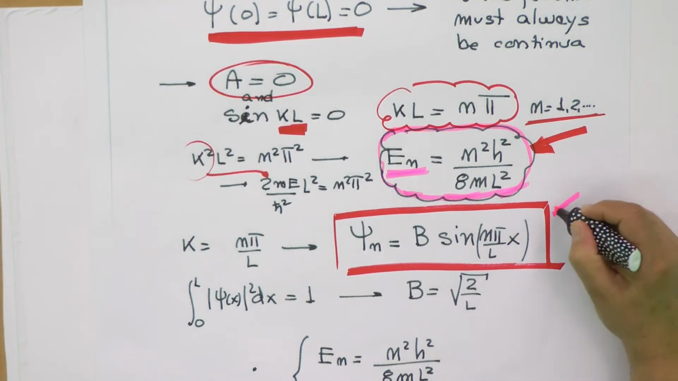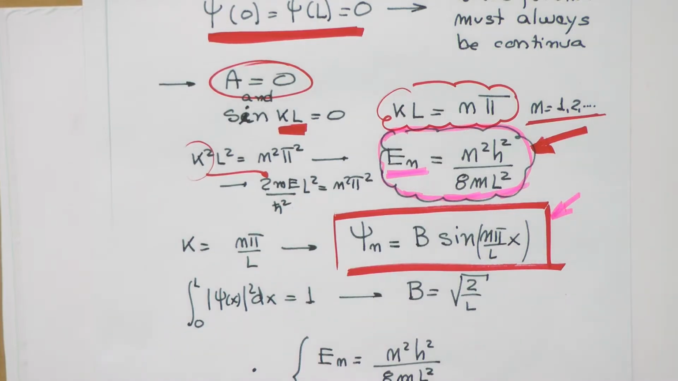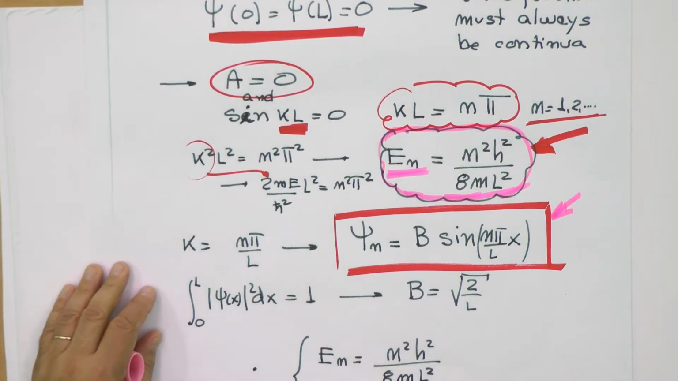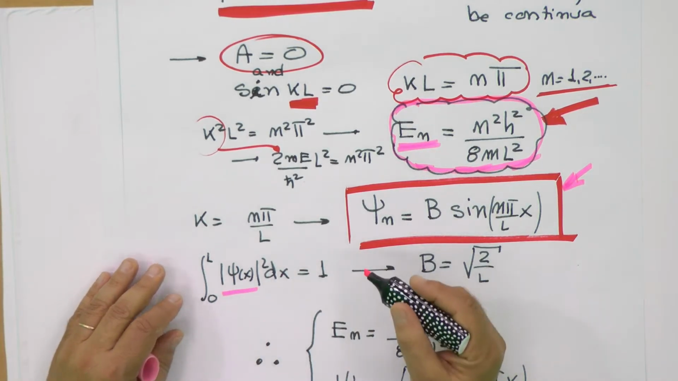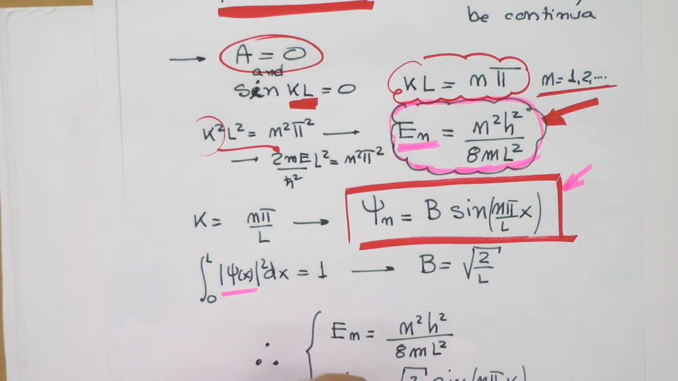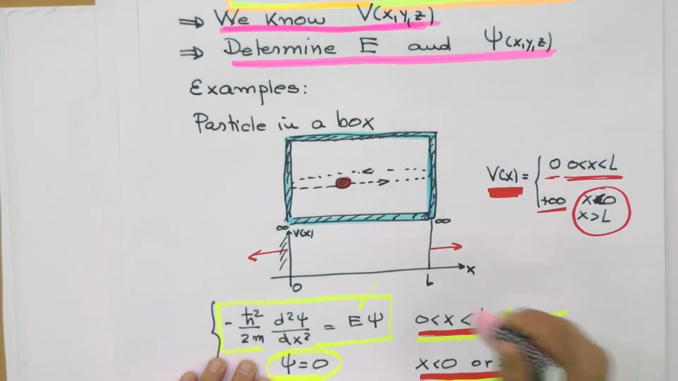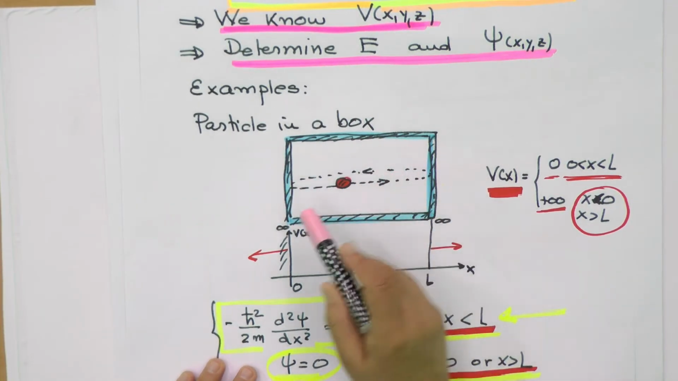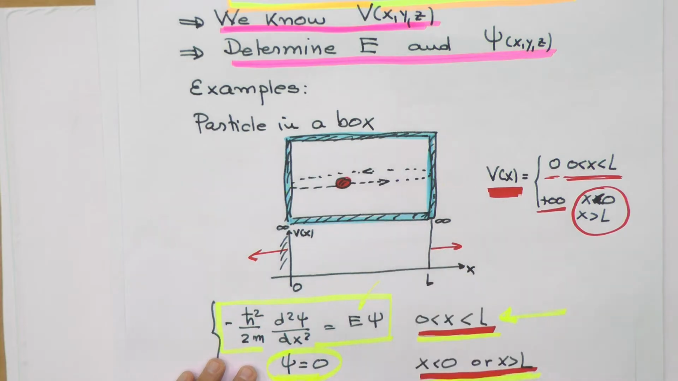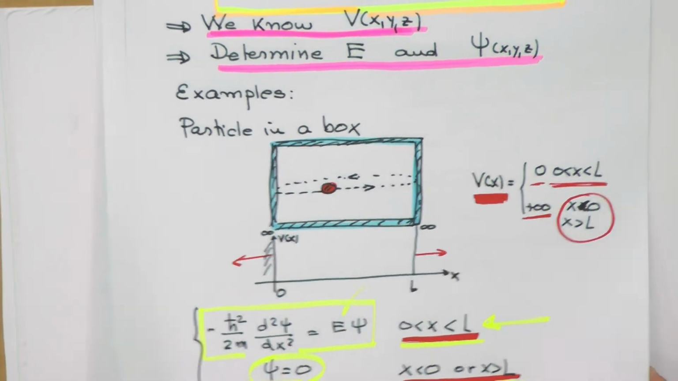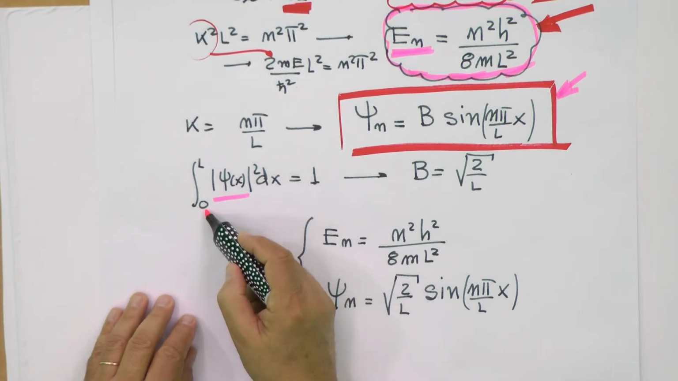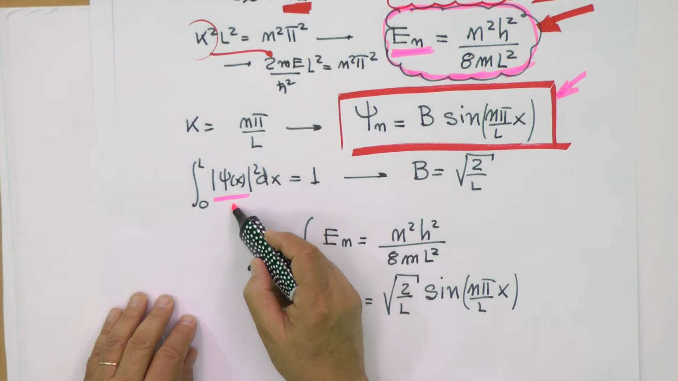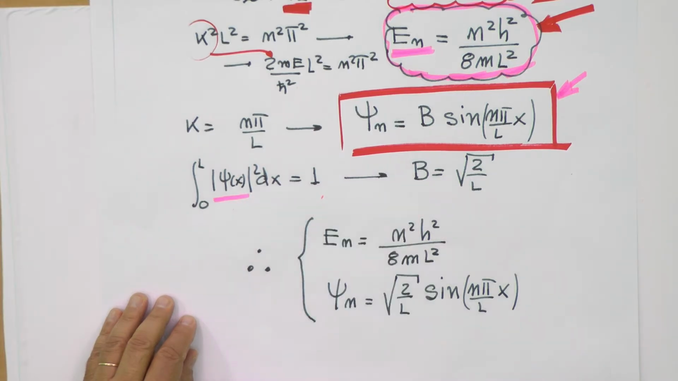Those are the functions, those are the solutions for the problem. And we know something extra. The particle psi squared represents the probability of finding the particle somewhere in space. But the way that we set the physical system, the particle must be here. So the integral from 0 to L must be 1, because I am 100% sure that the particle is in that part of space. Therefore, the integral from 0 to L of psi squared dx is equal to 1.